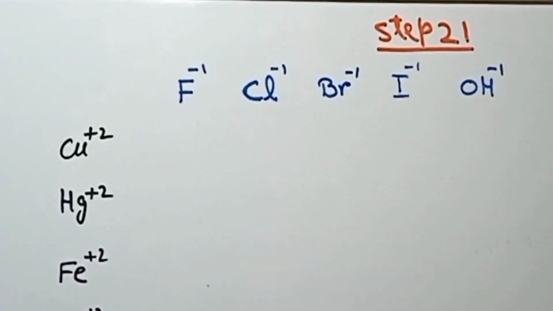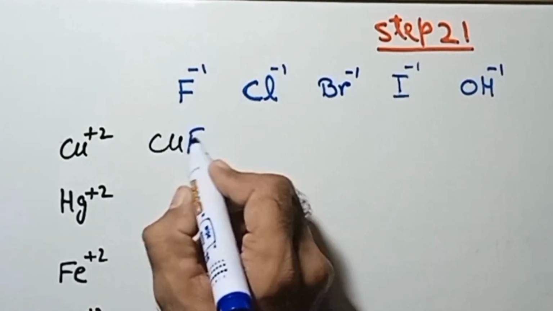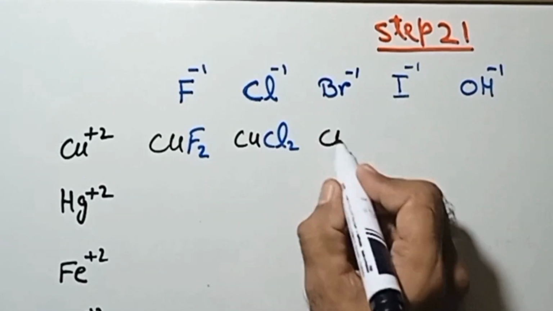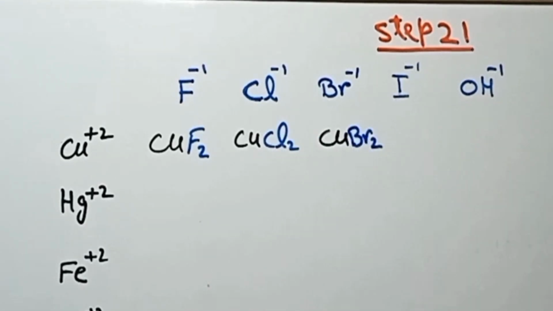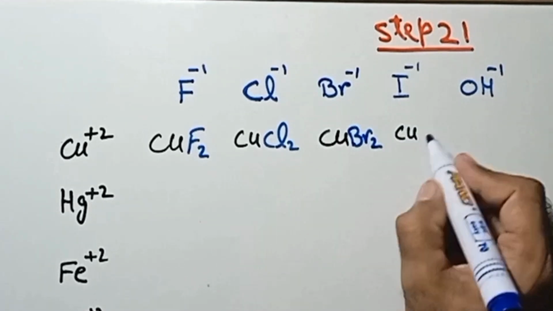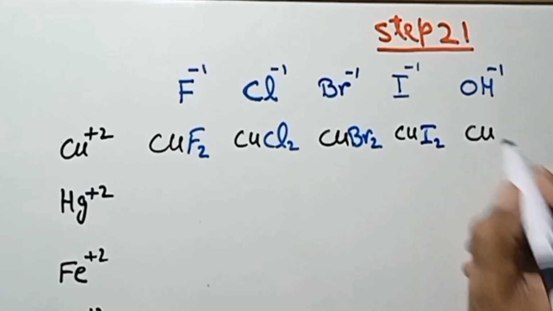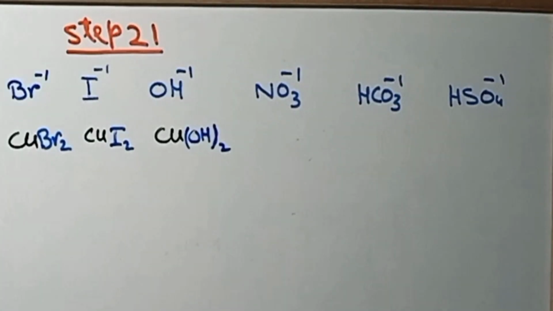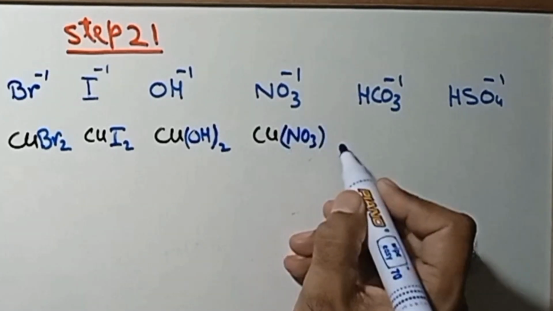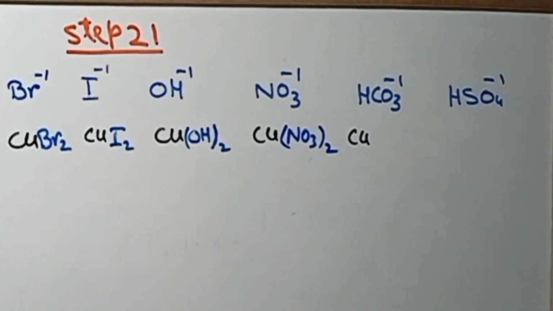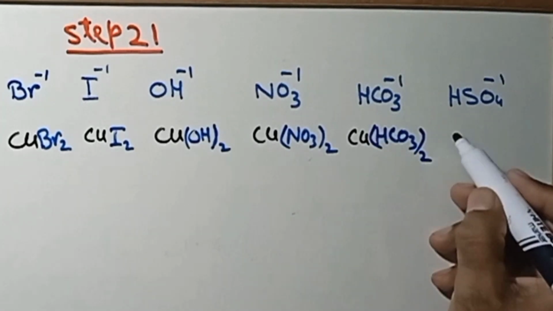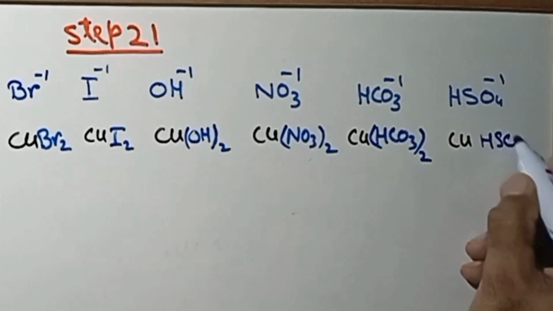Okay, for cupric or copper, you will write CuF2, copper fluoride or cupric fluoride, CuCl2, copper chloride, CuBr2, copper bromide, CuI2, copper iodide, Cu(OH)2, copper hydroxide, Cu(NO3)2, copper nitrate, Cu(HCO3)2, copper bicarbonate, Cu(HSO4)2, copper bisulfate.